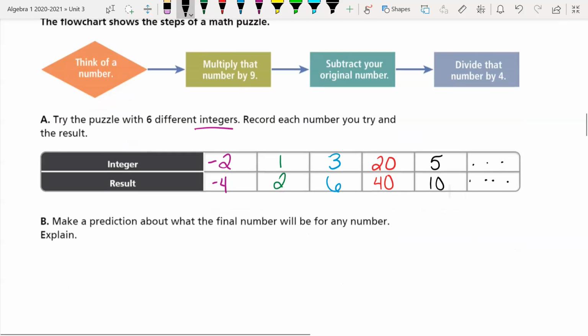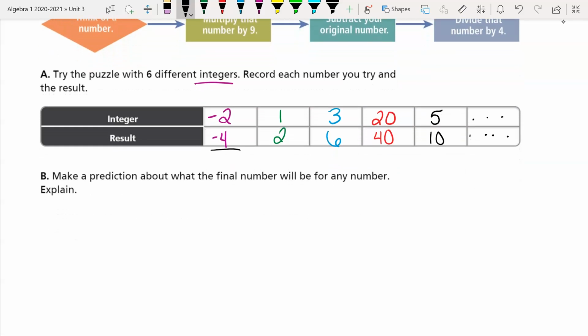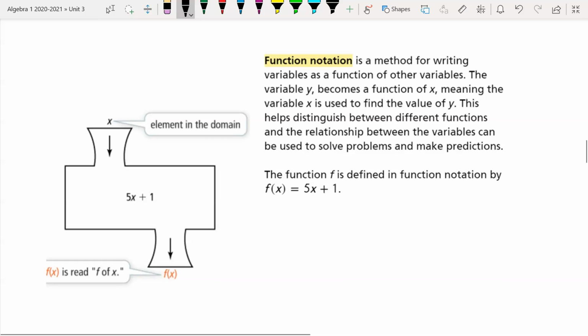So now it says make a prediction of what the final number will be for any number and explain. Well, hopefully you're kind of seeing a pattern here, right? Whatever I plug in, the result is going to be what? Hopefully you say the result is going to be double the original number, AKA I'm multiplying by 2 to get my result. So this is something that we would call a function.